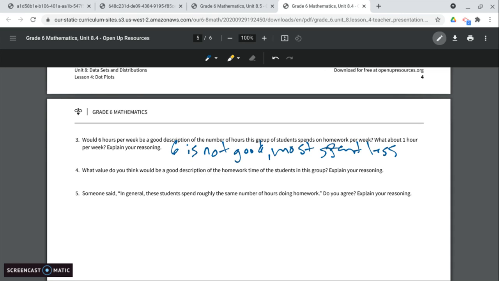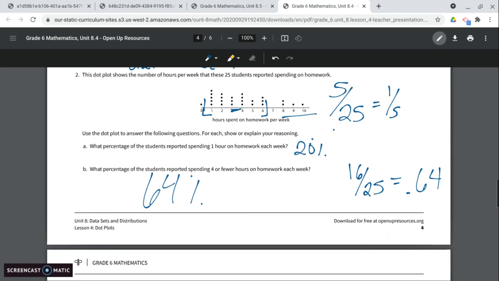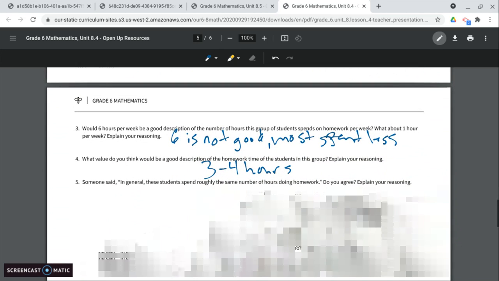So for 4, what value do you think would be a good description of the homework time of the students in this group? So somewhere around 3 to 4 hours would probably be the best description, simply because if we look, 3 to 4 is kind of the average between this portion here, where most of the data is. These guys out here are kind of outliers because they're way away from everything else and there aren't as many.